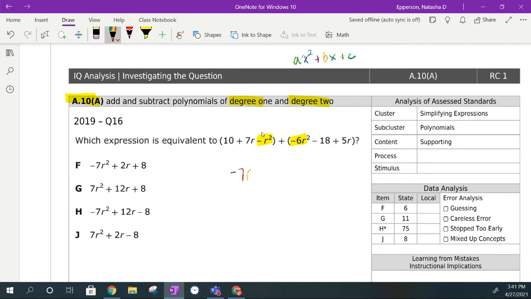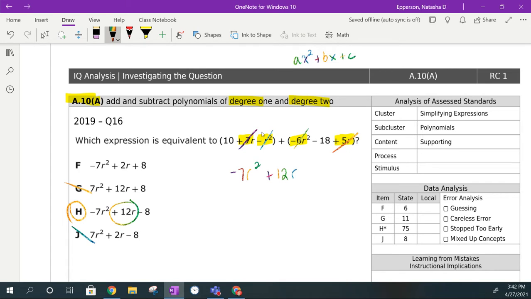That would give me negative r squared. I'm going to cross them out because I've used them. That eliminates G and J because they have it as positive. Now I'm going to look at the next highest variable, which is 7r and 5r. I'm going to add those together. That's going to give me positive 12r. So that crosses that out, crosses that out. That matches that term there. So that gives me H.